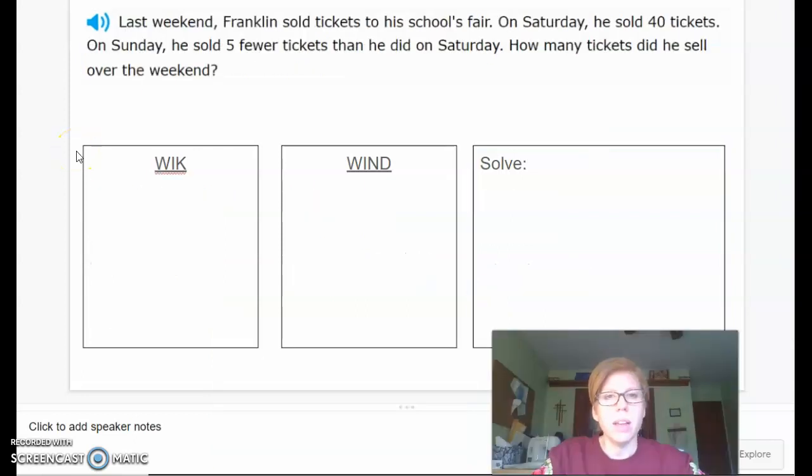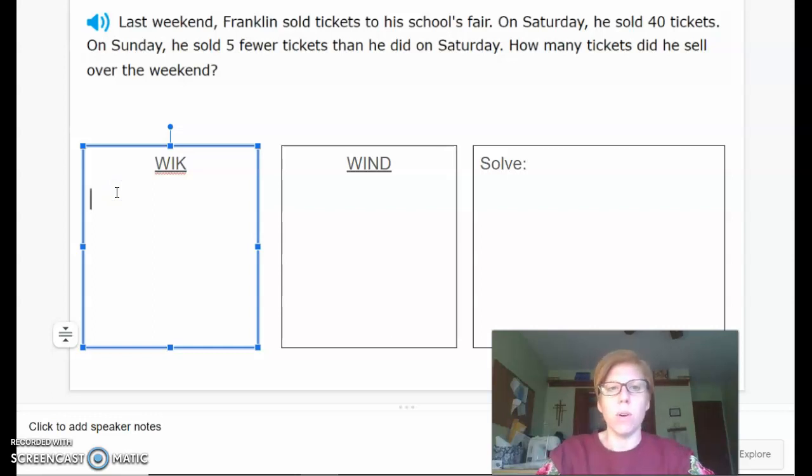Okay, last weekend Franklin sold tickets to his school's fair. On Saturday he sold 40 tickets. On Sunday he sold 5 fewer tickets than he did on Saturday. How many tickets did he sell over the weekend? Well, let's go straight into the word problem. You're going to write this down.